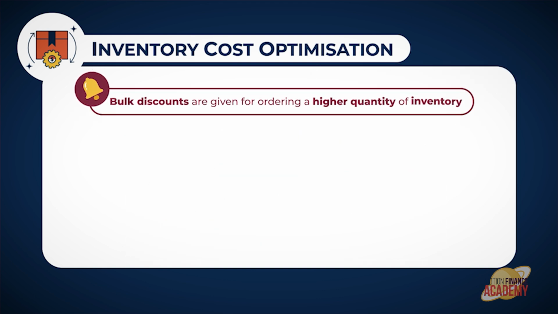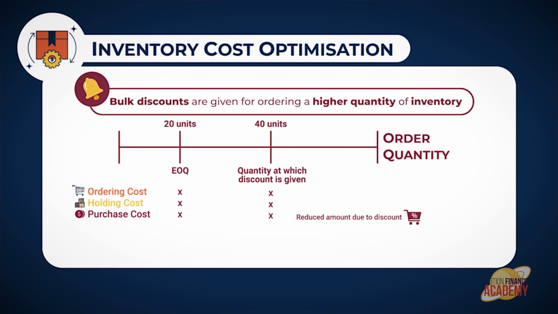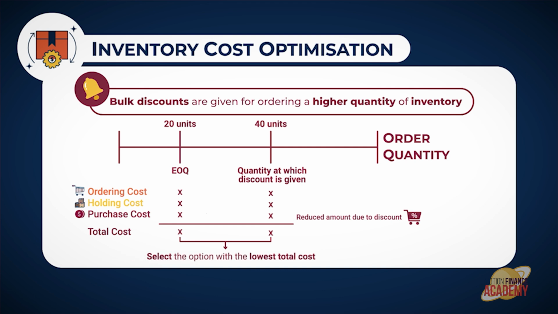Now, moving on to bulk discounts. When bulk discounts are given for ordering a higher quantity of inventory, you can simply compare the total annual cost for the optimal order size, calculated using the EOQ formula, including the purchase cost of inventory, against the total annual cost for the order size that attracts the bulk discounts, including the discounted purchase cost of inventory. Now, whichever option is cheaper should be selected.